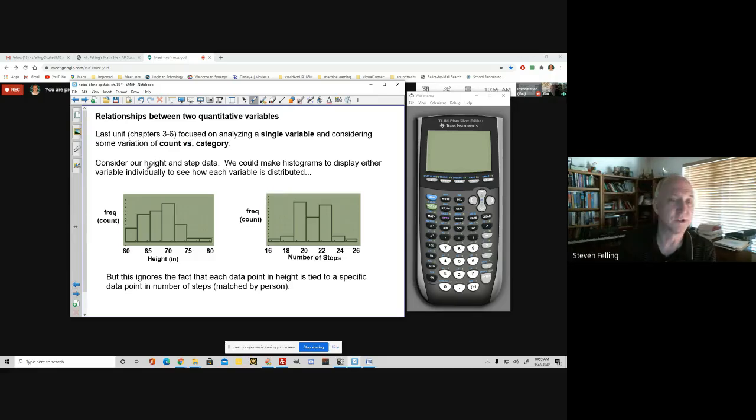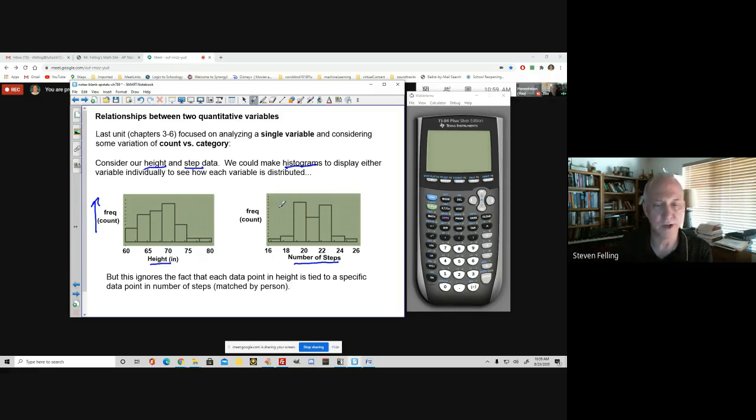And so if we were to consider our height and step data that we took as a class, which I'm going to show you in a second, we could do things like make histograms to display either variable individually. Like I could just look at height versus frequency and get the heights of people and say something about, you know, most people are in this range, find the IQR, heights are skewed right, that kind of thing. Or we could look at the number of steps. So we could look at each variable individually.